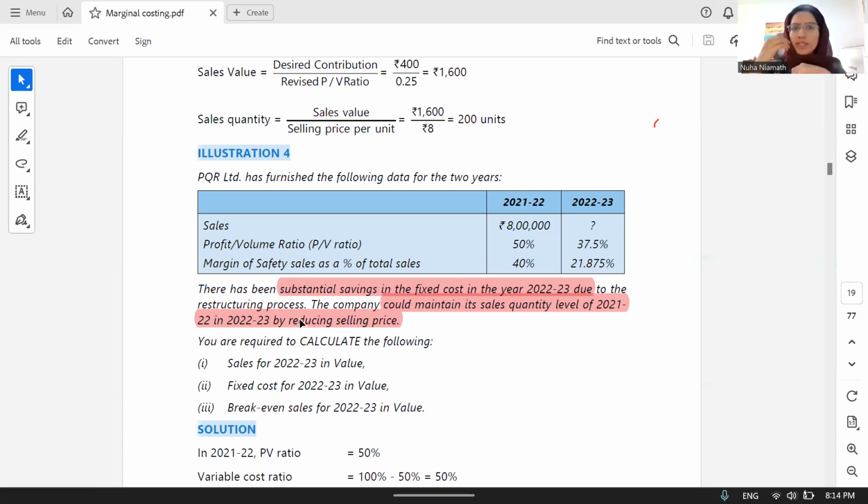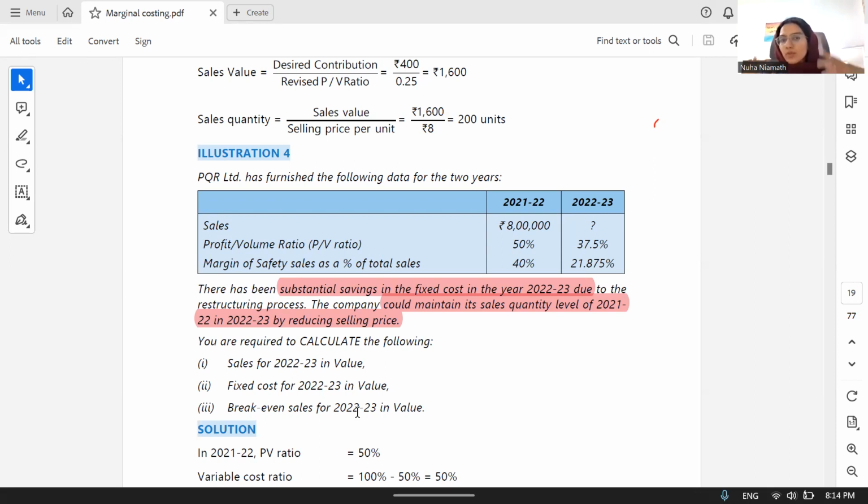The company could maintain its sales quantity level of 21-22 in 22-23 by reducing the selling price. So what is it saying? Selling price has reduced, but quantity has remained the same, correct? You are required to calculate the following: sales for 22-23 in value, fixed cost for 22-23 in value, and break-even sales for 22-23 in value.